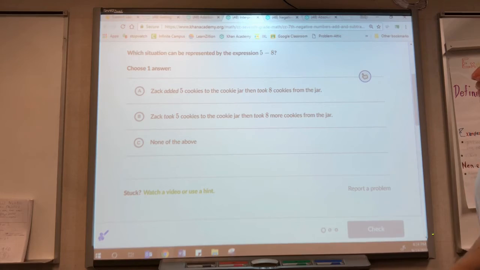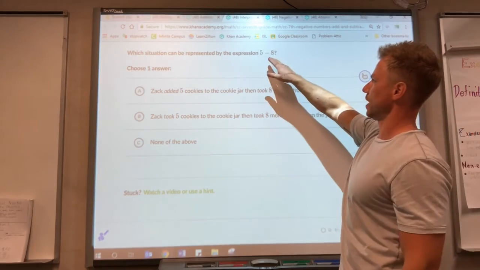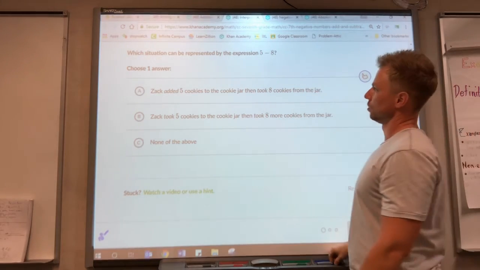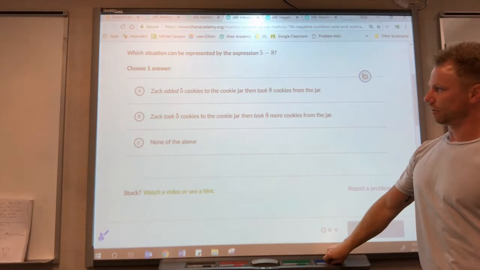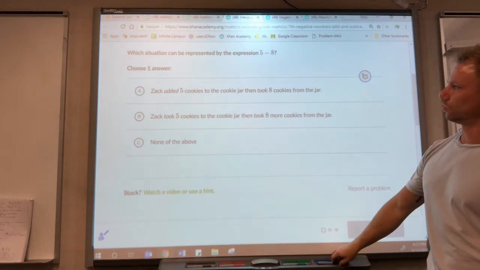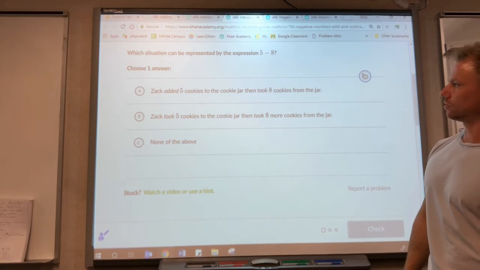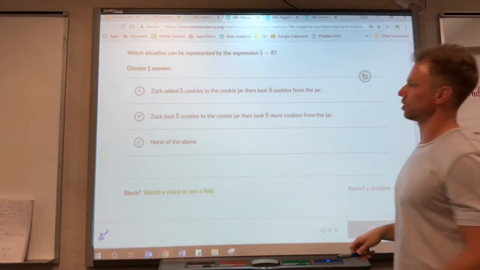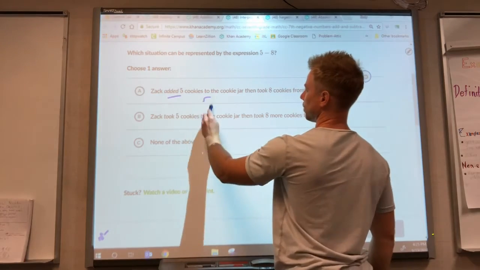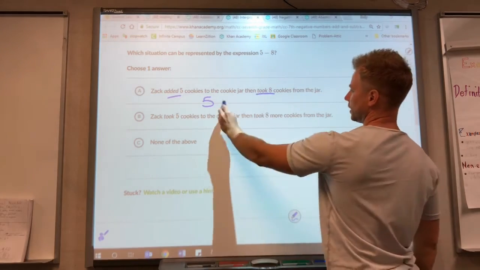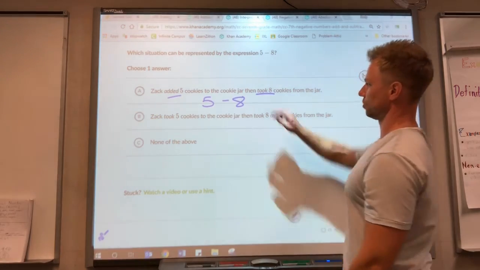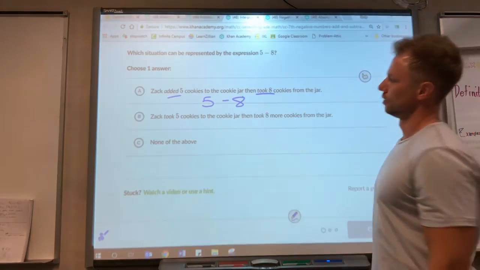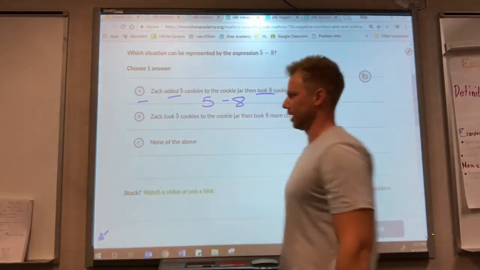Which situation can be represented by 5 minus 8 or 5 plus a -8? So would Zach add 5 cookies to the cookie jar? Then he took 8 cookies from the cookie jar. So adding 5 would be a +5. Taking 8 would be subtracting 8. So it seems like that would work. So we're thinking probably A is our answer.